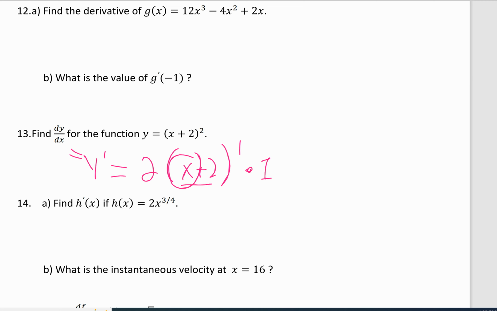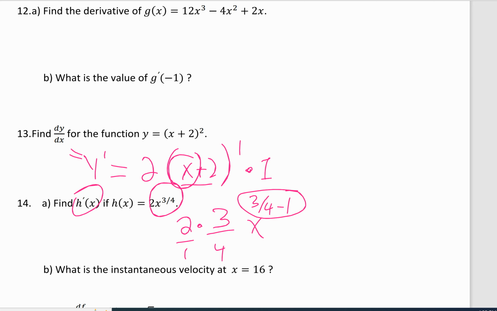What do you want? You want h prime, which means you do the thing where you multiply by 3/4. I have the 2 out there, which I write as 2 over 1 just to keep myself from getting confused. And it's 3/4 x to the 3/4 minus 1, right? What's 3/4 minus 1? If you do the math, 4 over 4, 3 over 4.